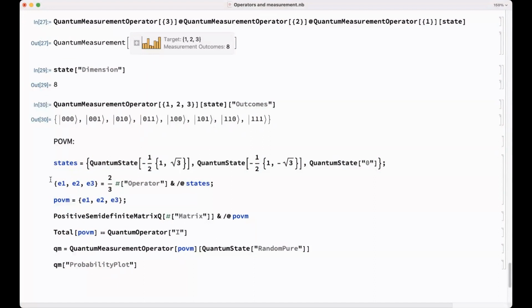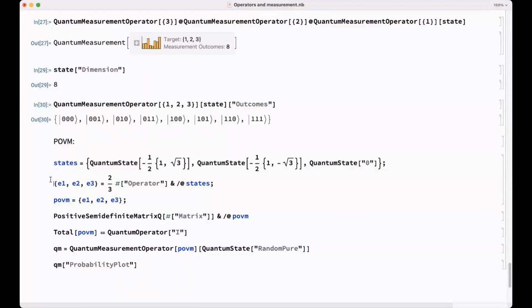Why are POVMs interesting? Because remember, when we do projective measurements in quantum mechanics, we always remind our students that you cannot simultaneously measure, for example, two operators that are non-commuting, like Pauli X and Pauli Y. You cannot measure them simultaneously. But if you relax this condition of projective measurements, yes, you can measure them simultaneously. And that's exactly what's happening in weak measurements. For example, with weak measurements, you can simultaneously measure Pauli X, Pauli Y, and Pauli Z. But the result is that these states are overlapping. They are not orthogonal anymore.